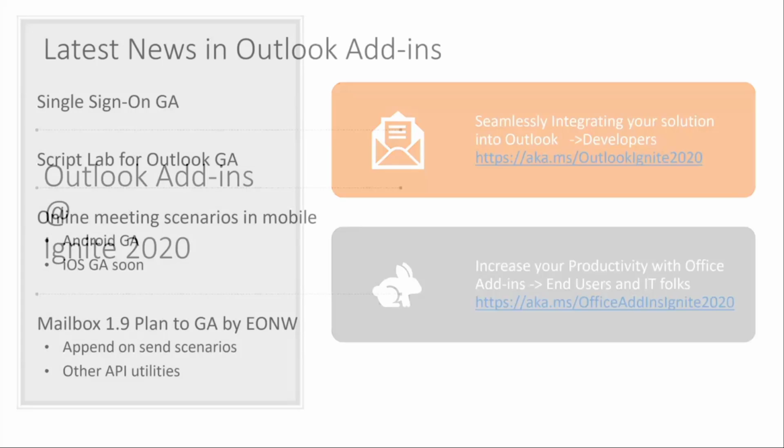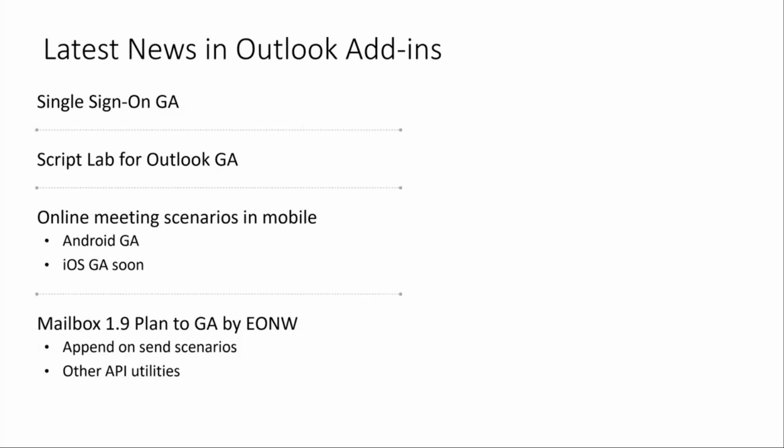I'm just going to do a quick recap of the second one, which was targeting developers, and here are the latest news in Outlook add-ins. First of all, we have shared this in this call, but we doubled down on announcing that single sign-on is released. It works for Outlook add-ins as well. Script Lab, I think I showed you this a few weeks ago, is also GA. We have the online meeting scenarios in mobile.